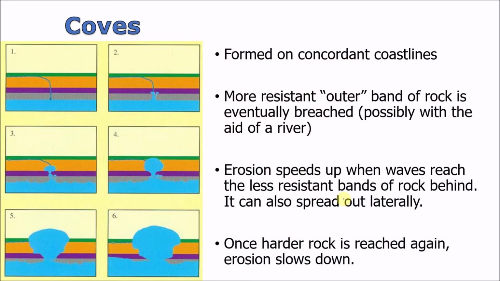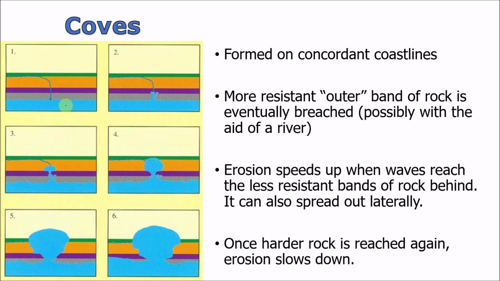Moving on then, we can start to examine some of the landforms that are created by erosion. So one of those is the formation of a cove. Now a cove forms at a concordant coastline. So just like we can see in this set of diagrams on the left, the bands of rock or the layers of rock are running parallel to the shoreline. Each of these different colours on this diagram represents a different type of rock, and we can see that in the first step only one type of rock is exposed to the sea.